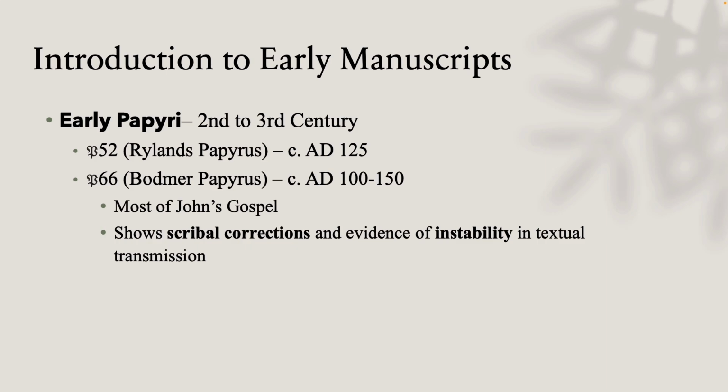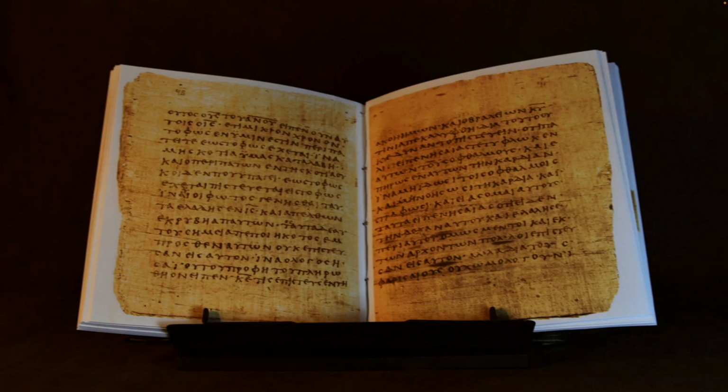So, most of John's Gospel and scribal corrections as well, which, other than showing that it was an unstable text, shows us the principles and practices of scribes. Just historically, that's quite interesting. This is a copy of some of the pages of it, of the Gospel of John.